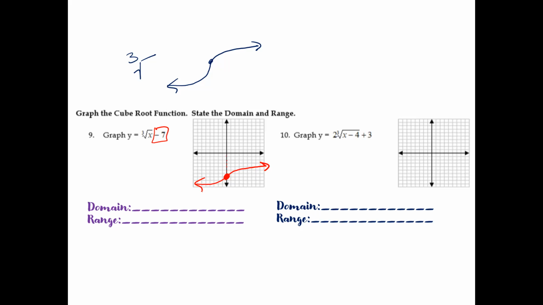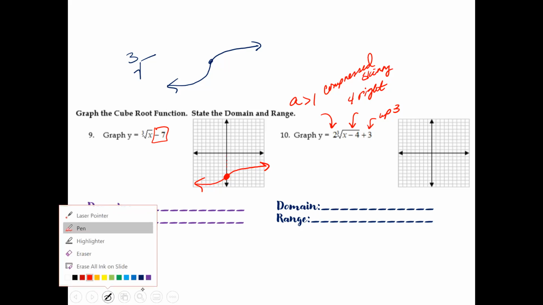Okay, so then for number 10, if you take a look at it, it's still a cube root, so it's gonna be that weird little squiggly thing. The 3 means you go up 3. The 4 means you go 4 to the right. And then you have a 2. That 2 is bigger than 1, right? So what does that mean? That means it's gonna be compressed, which means it's gonna be a skinnier graph, okay?